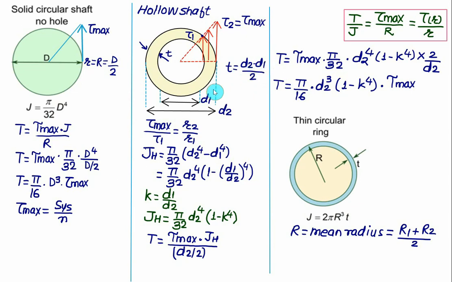Sometimes they will give the thickness, so indirectly you have to calculate either d1 or d2, whichever is not given to you. Commonly they will ask you a question based on the solid circular shaft to find the value of maximum shear stress, or in the case of a hollow shaft to find the value of tau max. So remember these two equations.